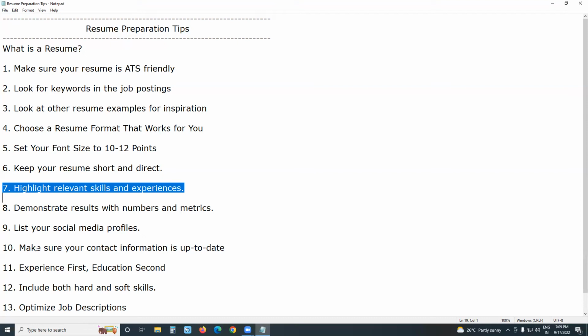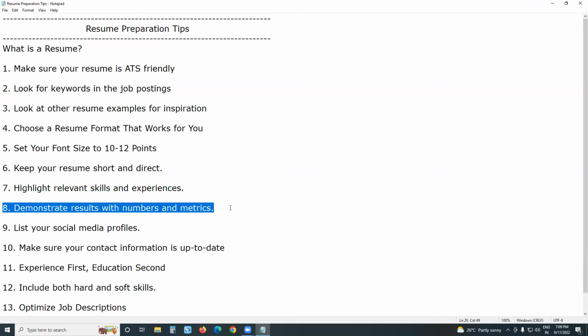to land. Next, demonstrate results with numbers and metrics. When you write about your previous work experience, it is always a good idea to quantify your successes with numbers. Using metrics can highlight your achievements and give the hiring manager or recruiter a clear sense of how you impacted your previous place of employment.